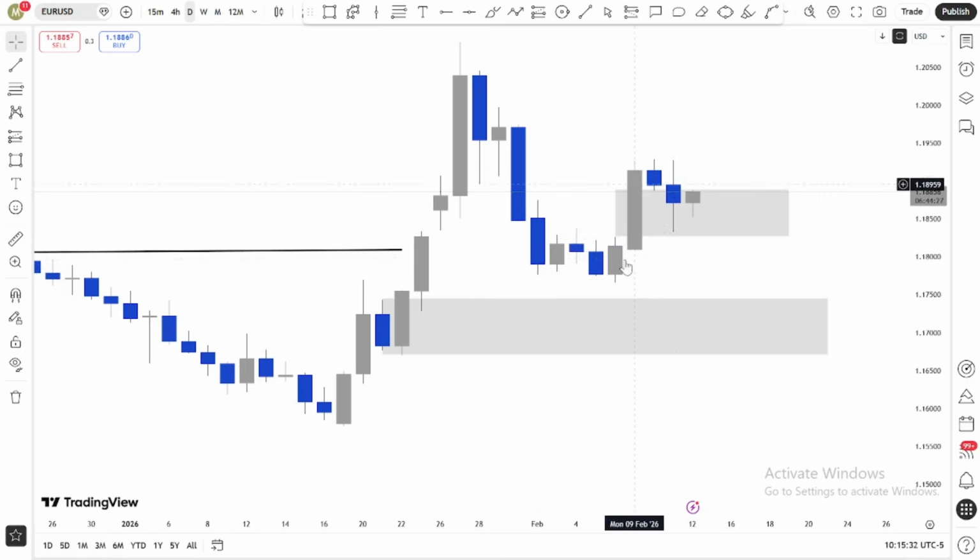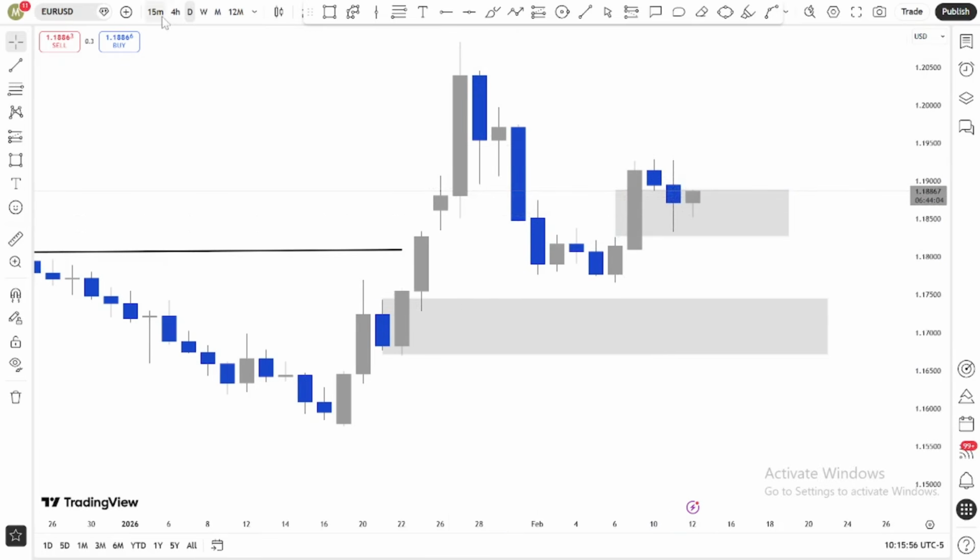You can see that price is still inside from Monday. This is Monday, so price has not traded out of the Monday candle, right? Price is still inside this level here. So today is Thursday. I'm expecting price to continue to the upside, following the overall trend of the market, which is bullish.